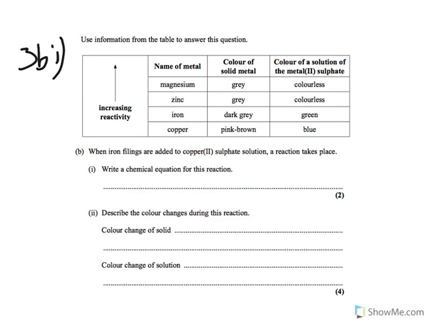Alright, so 3B1 is saying, when iron filings are added to copper sulfate, a reaction takes place. You've got to write a chemical equation for this reaction. So I'm hoping you guys know how to write basic chemical equations. So since it's copper 2 sulfate, what happens is it becomes Cu. The valency of sulfate is 2. The valency of copper is 2. And so 2 and 2 cancel, right? And so it becomes CuSO4, because sulfate is SO4, plus iron filings is just basically iron, which is Fe.